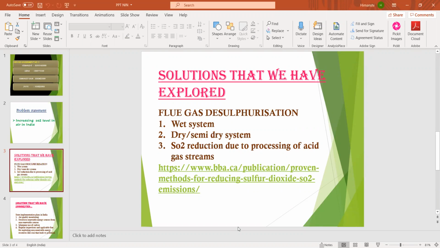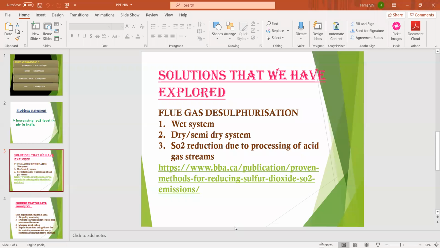The second one is the dry or semi-dry system. Within the spray dry system, a slurry of alkali solvent, usually slaked lime, is injected into the flue gases in a fine spray. The heat from the flue gases causes the water to evaporate, cooling the gases as it does so. The present SO2 reacts with the drying solvent to form a solid reaction product with no wastewater.